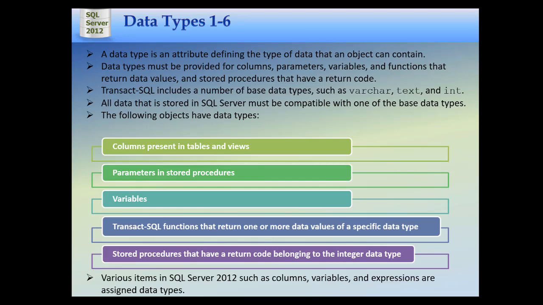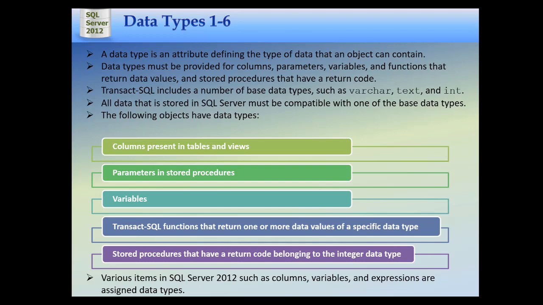So a data type basically is an attribute defining the type of data that an object can contain, and the data types must be provided for columns, parameters, variables, and functions, which return data values and stored procedures that have a return code. T-SQL includes a number of these base data types such as varchar, text, and int. And all the data that is stored in SQL Server must be compatible with one of these base data types. And the following objects have data types. Now, data types correspond to variables in other programming languages like C, C++, Java, C#, or the like.